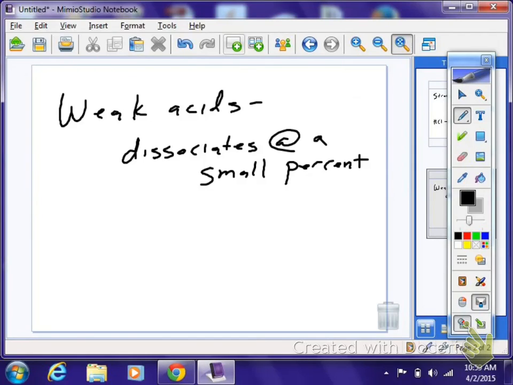So if we remember when we wrote those out, for example, we have a weak acid like HF. When it breaks apart, we have a double arrow. That means after so many ions form, guess what they'll tend to do? They'll go back.